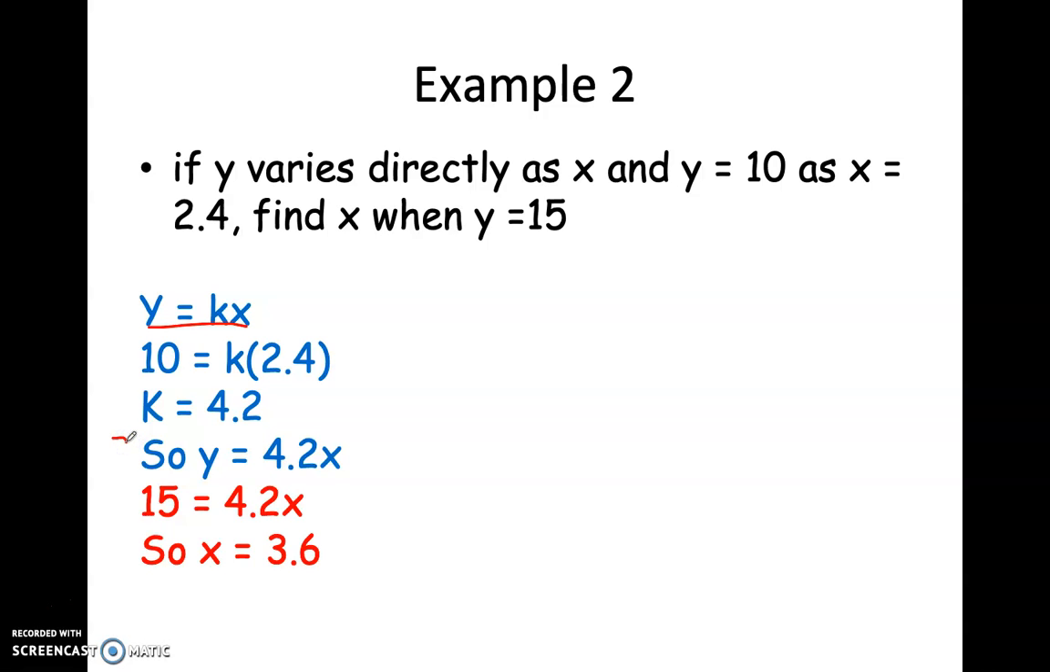4. Now that we've found the k value, we're going to plug it back into this original equation right there. So y equals 4.2x. And now that we have a generalized equation for this whole situation, we can plug in the y value of 15 right there and use it to find x. So 15 equals 4.2x. We're just rewriting that equation. And you should be able to solve this with division. Divide by 4.2 and you get x equals 3.6.